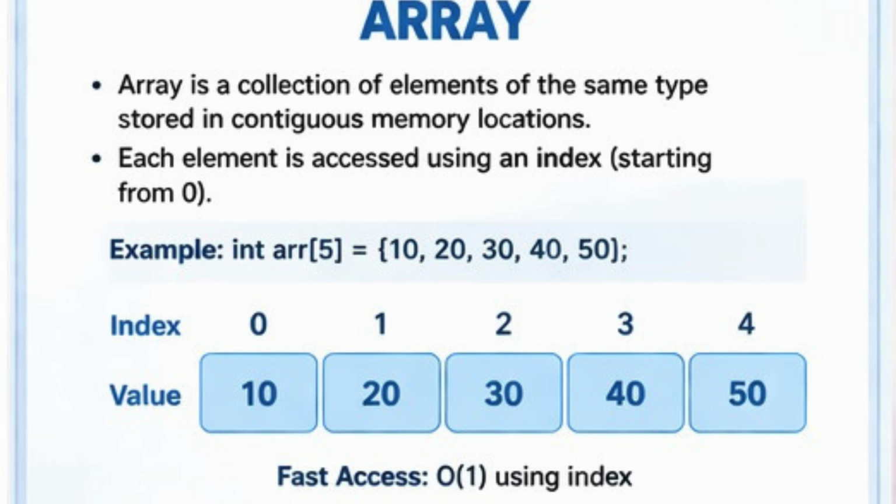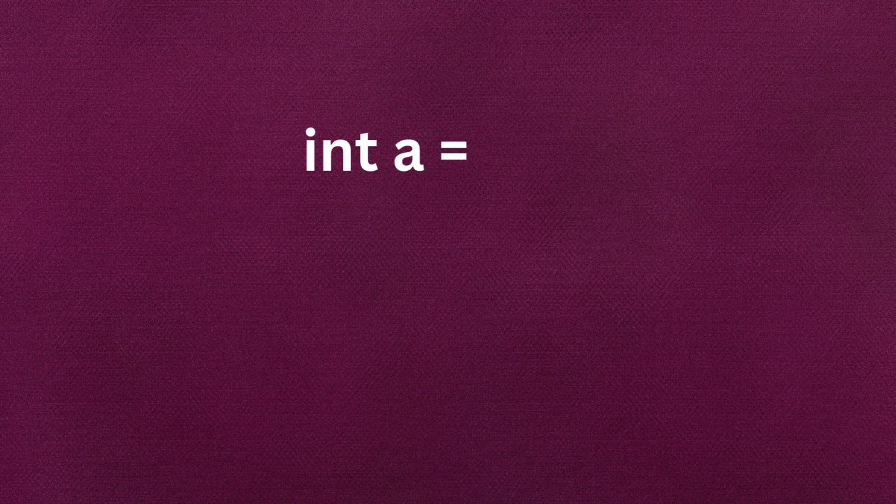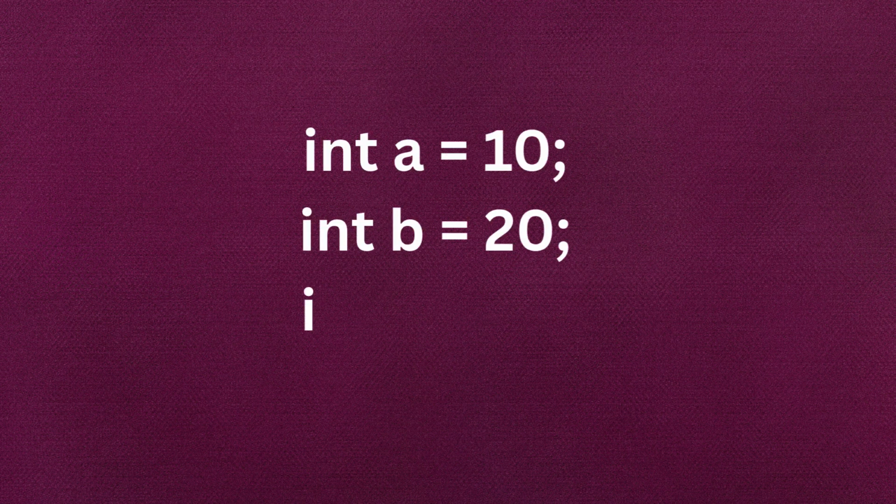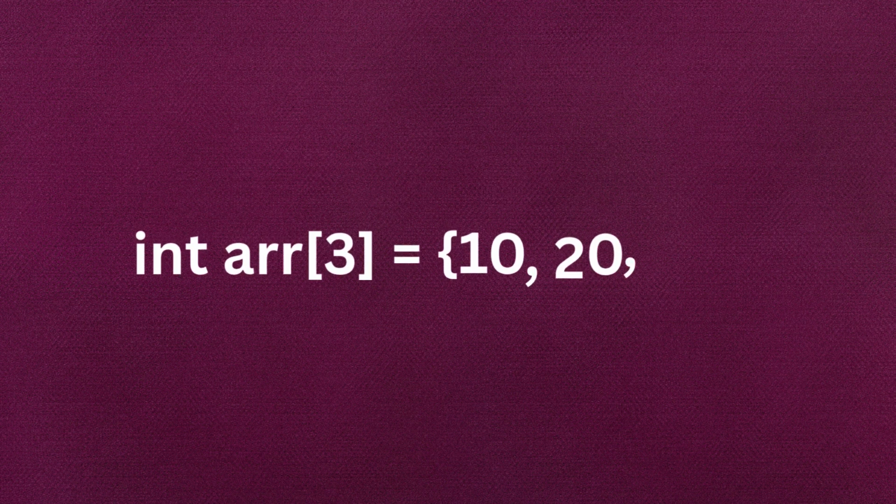First, let's see what is an array. An array is a collection of similar data types stored in contiguous memory locations. Let me repeat in simple words. An array is used to store multiple values of the same type in one variable. Example, instead of writing int a = 10, int b = 20, int c = 30, we write int arr[3] = {10, 20, 30}. Now all values are stored in one array.